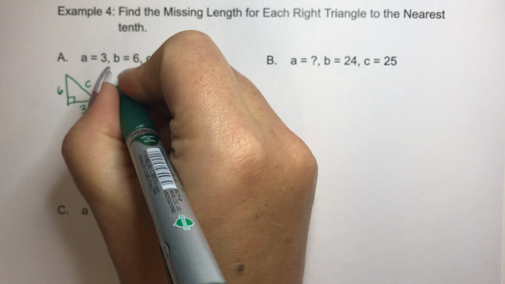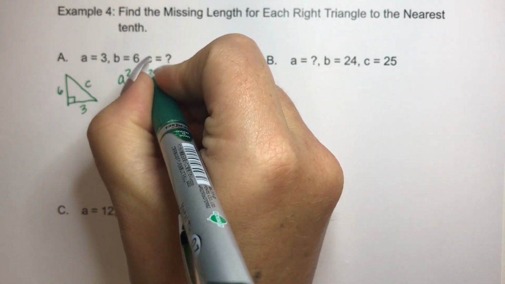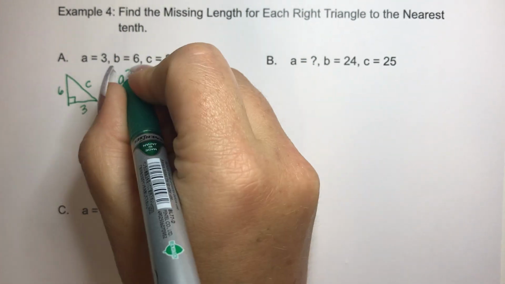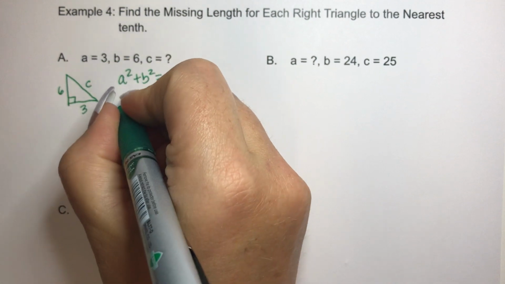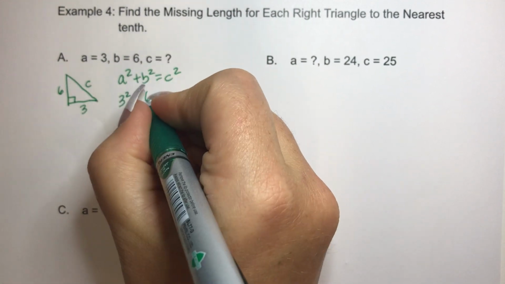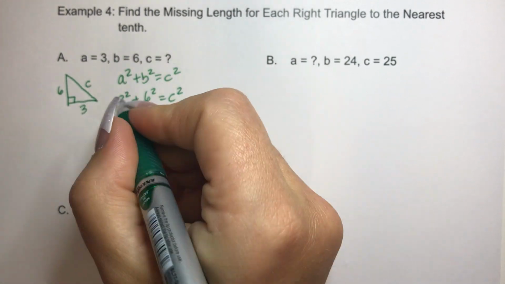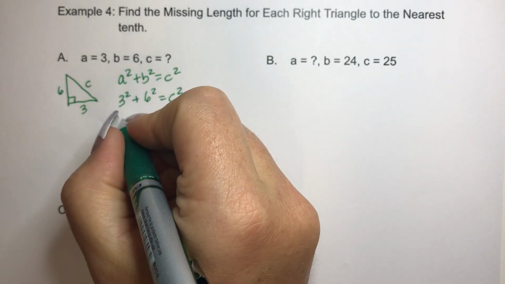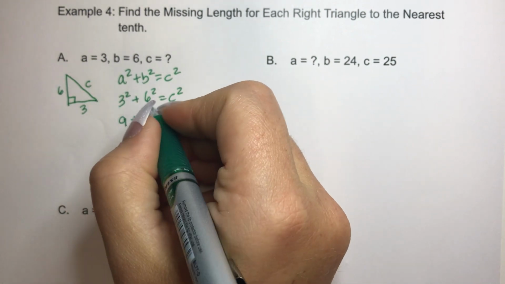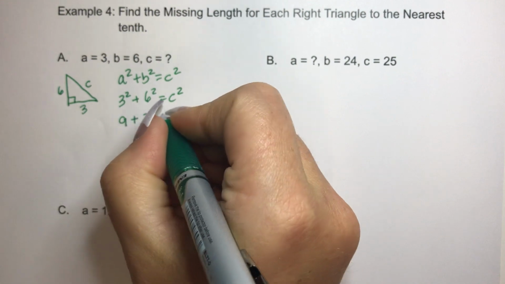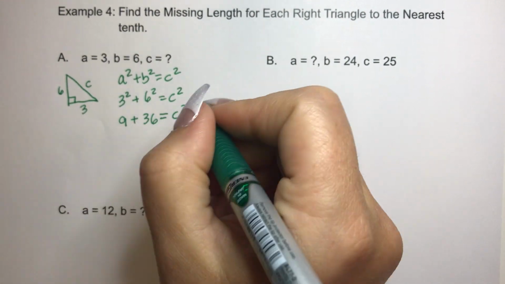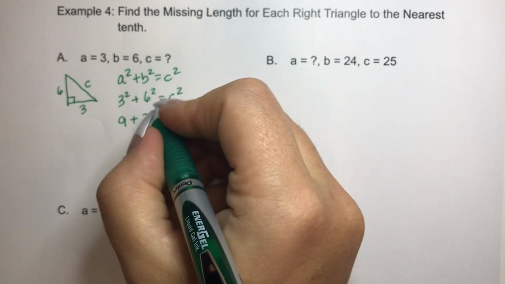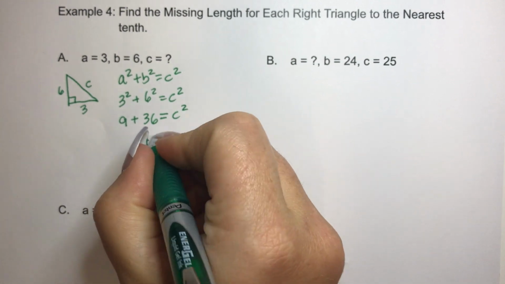So we're going to use that Pythagorean theorem, a squared plus b squared equals c squared. Our terms are defined here, so I'm just going to substitute those in. 3 squared plus 6 squared equals c squared. 3 squared is 3 times 3, which is 9. 6 squared is 6 times 6, which is 36, equals c squared. We add these together and get 45.